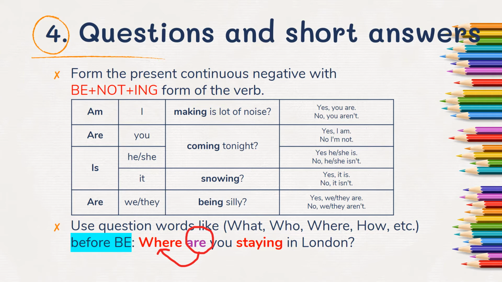You could also use the W questions like what, who, where, how, and others. But you have to remember that you have to put them before the be. Where are you studying in London? You put where in the very beginning of the question, then you add the be, and then you put the verb in the ing form.